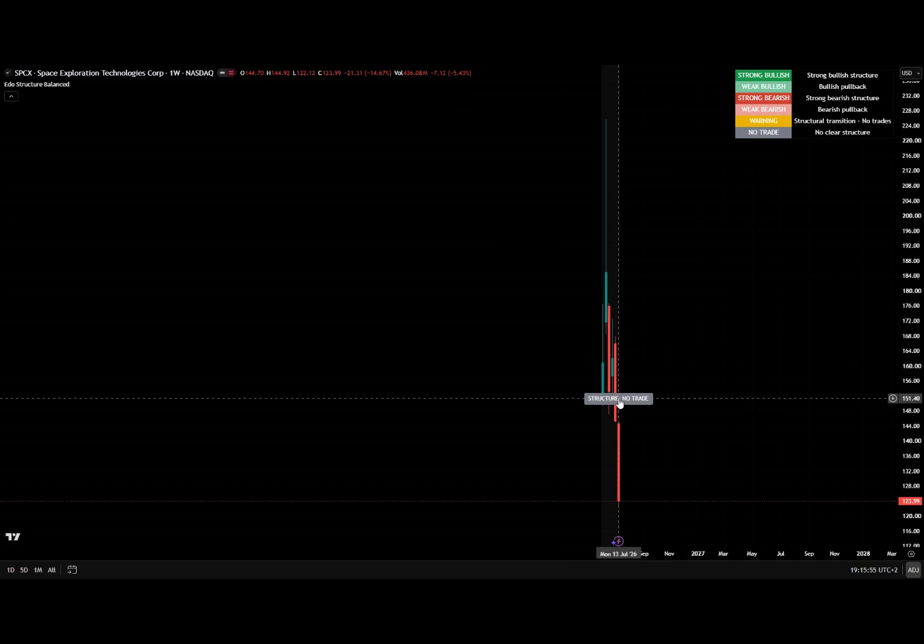And finally, a state that only appears in specific conditions. We switch to SpaceX, a recent listing, on the weekly. Here the indicator marks no trade. There is not enough history to classify the structure, the line barely exists. When there is no classifiable structure, the only correct decision is not to trade.